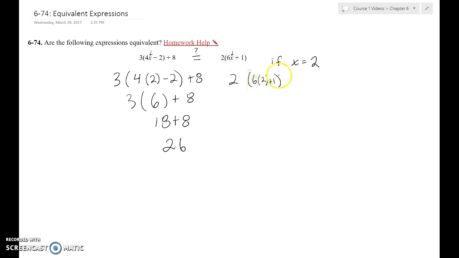So let's see if this expression simplifies down to 26. 6 times 2 is 12, plus 1 is 13. So 2 13s is 26. I feel pretty darn confident to say that these two expressions are equivalent.